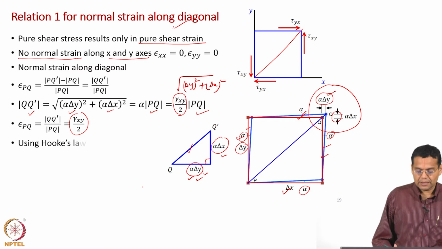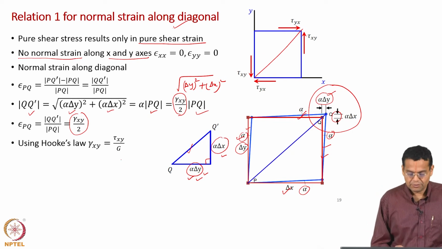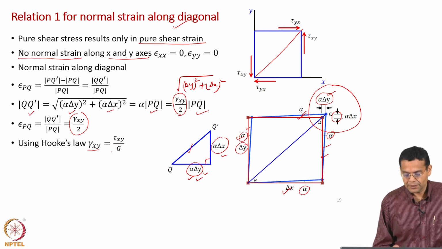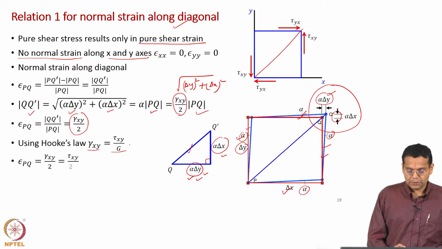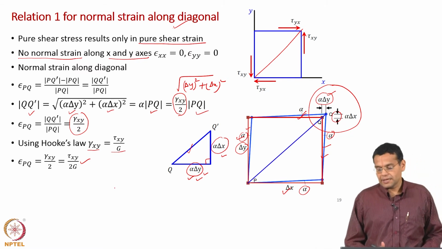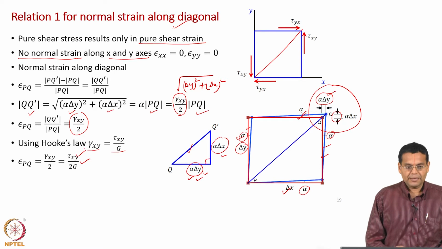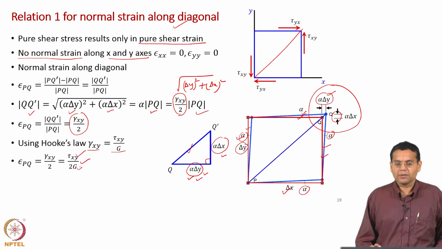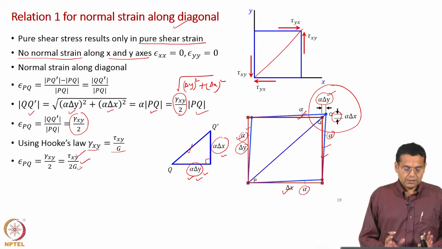Now, we will use Hooke's law. When I say Hooke's law, there are 6 equations, and we are using one of them. What is that? Gamma xy is equal to tau xy by G. So, epsilon PQ is equal to gamma xy by 2 is equal to tau xy by 2G. What we have done is related the normal strain along the diagonal to the applied shear stress tau xy and the material property shear modulus G. So, we have derived one relationship for normal strain along the diagonal.